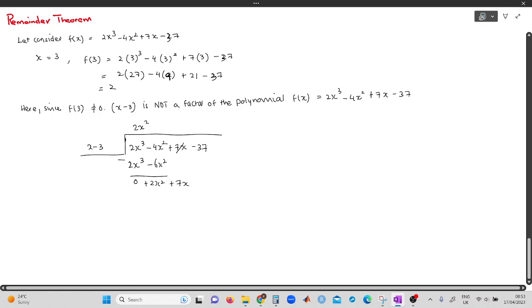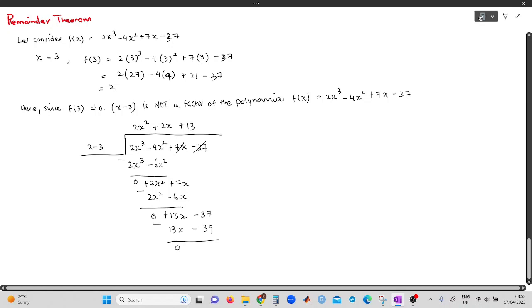2x squared divided by x, 2x. I multiply. So 2x squared minus 6x. Donc, ça va me faire 2x squared retirer 2x squared gives me 0. 7 retirer 6x, ça va me faire plus 13x. I bring this down here. 13x divisé par x, ça me fait plus 13. Je multiplie. Quand je fais retirer, 13x retirer 13x, ça va me faire 0, bien bon.